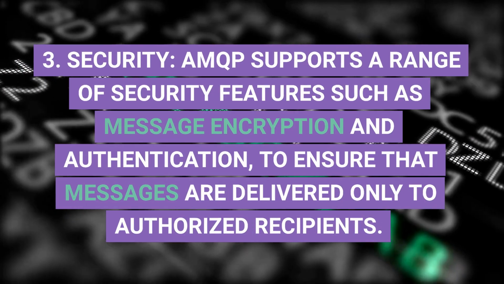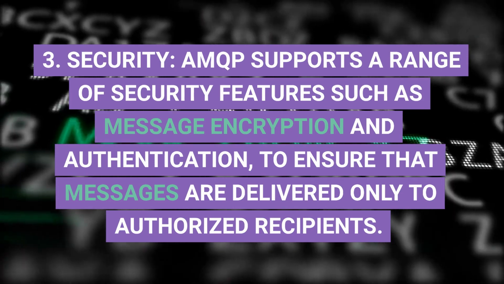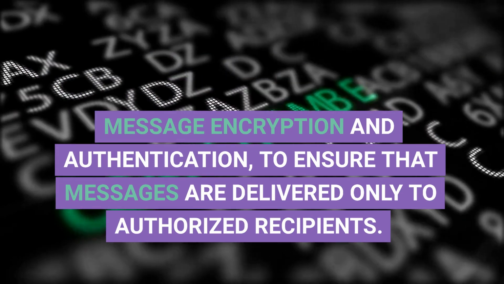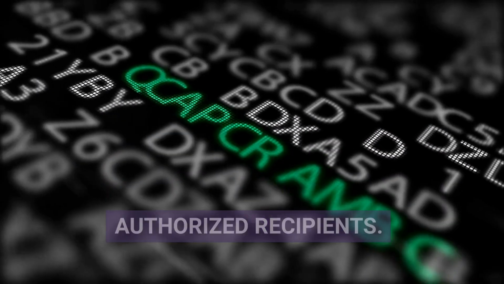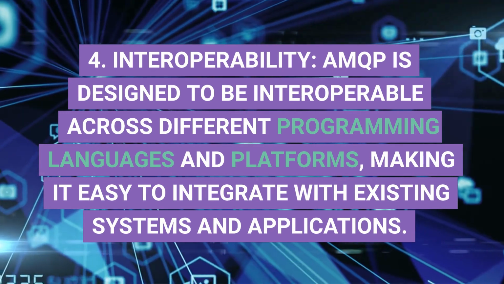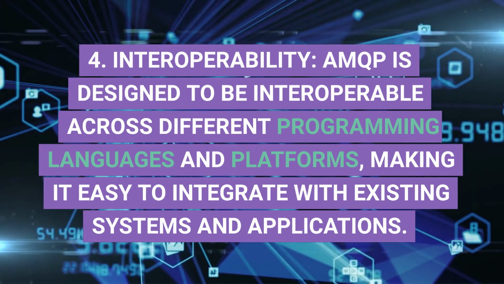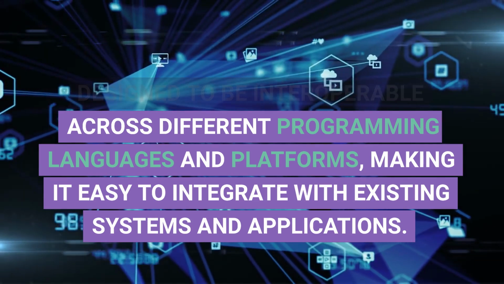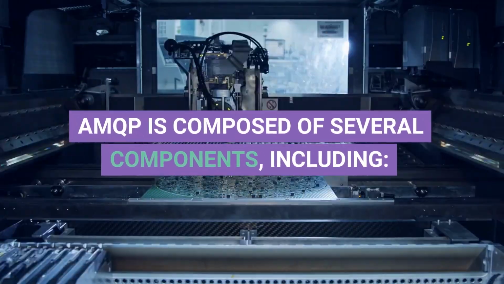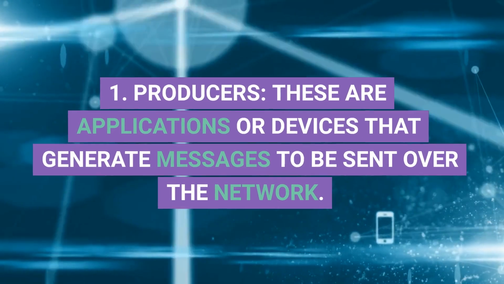3. Security. AMQP supports a range of security features, such as message encryption and authentication, to ensure that messages are delivered only to authorized recipients. 4. Interoperability. AMQP is designed to be interoperable across different programming languages and platforms, making it easy to integrate with existing systems and applications. AMQP is composed of several components, including: 1.